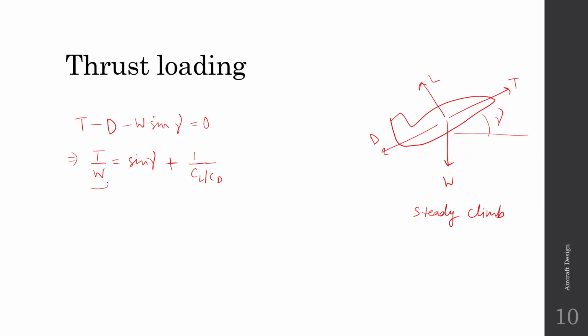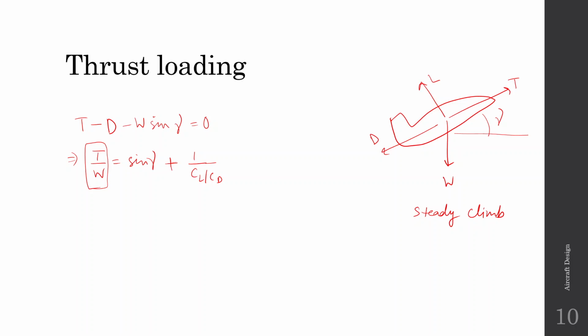Okay, now this quantity, your T by W, it basically tells you the amount of thrust required as a proportion of the weight of the aircraft. So this quantity T by W will affect which engine you choose, how fast you can go, what is your cruising velocity. It will also determine your climb rate.